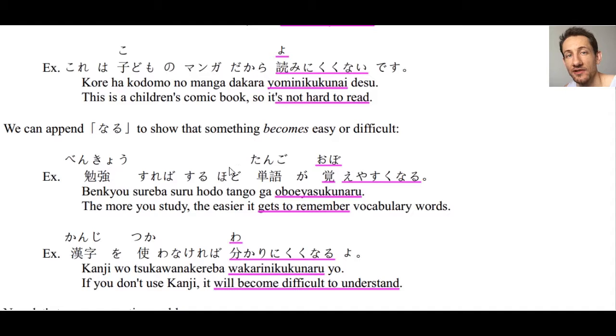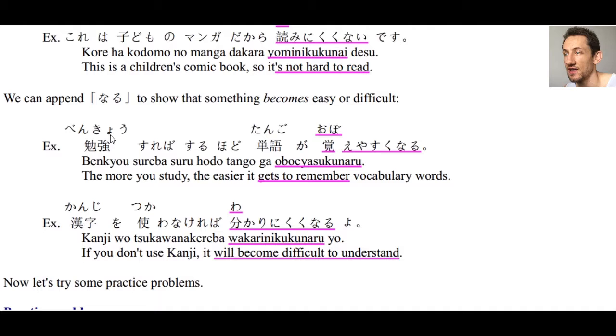And a very, very commonly used structure is using yasui or nikui with naru to express that something has become or is becoming easy or becoming difficult. So we can say, 勉強すればするほど単語が覚えやすくなる。So 勉強すればするほど, the more you study, the easier it gets to remember vocabulary words. 覚えやすくなる. So remember, なる means to become. So 覚えやすくなる means becomes easy to remember.